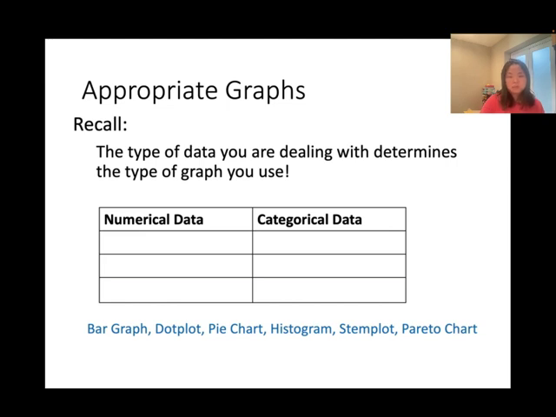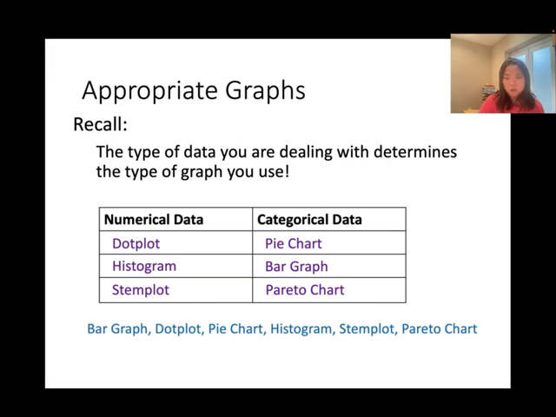Okay, check the work. Dot plots belong to the numerical data, and also histogram and stem plot. Right? These three graphs are better at representing numerical data. And then pie chart, bar graph, and the Pareto chart belong to the categorical data.